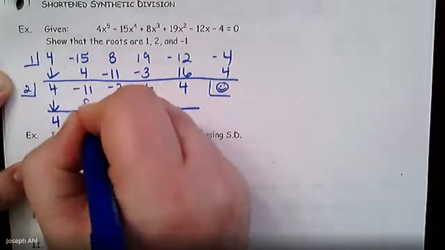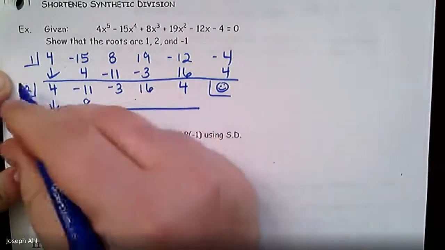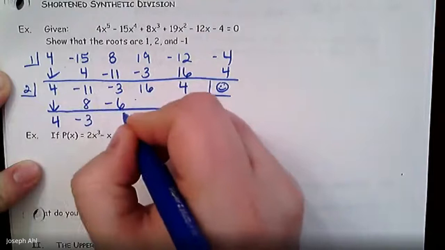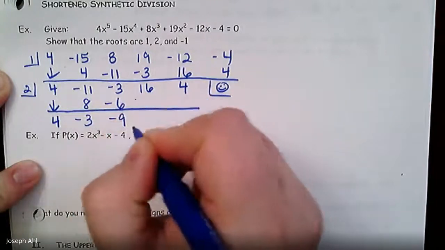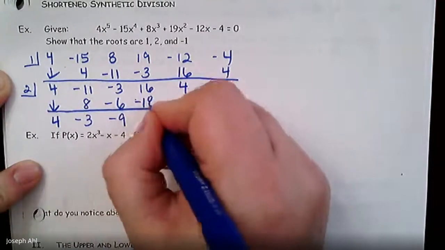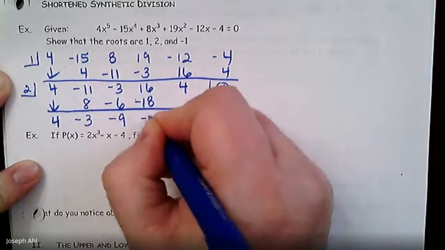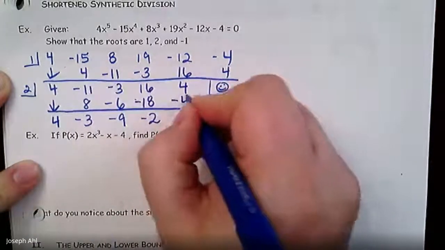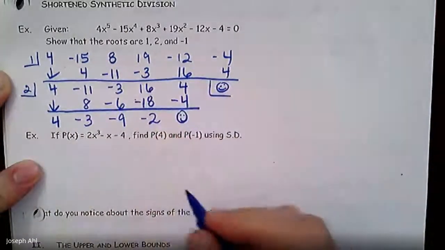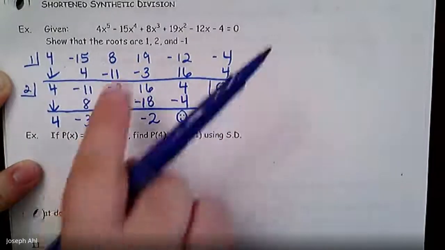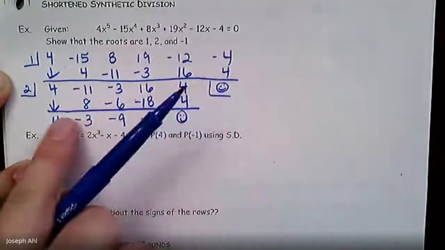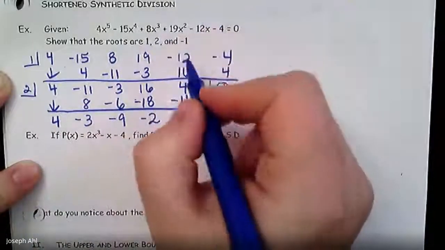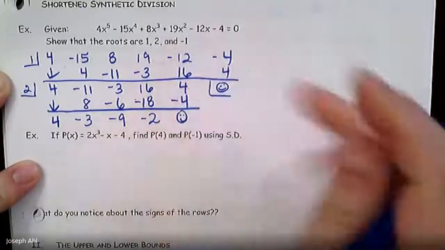4 times 2 is 8, plus -11 is -3. Times 2 is -6, plus -3 is -9. Times 2 is -18. Plus 16 is -2. Times 2 is -4, plus 4 is 0. Okay, and now we've gone from a 5th degree to a 4th degree to eventually now a 3rd degree. And the last root that I'm given that we should be testing is -1.